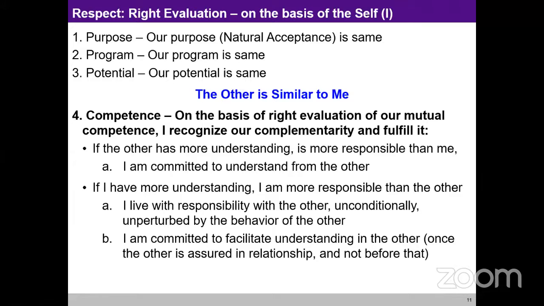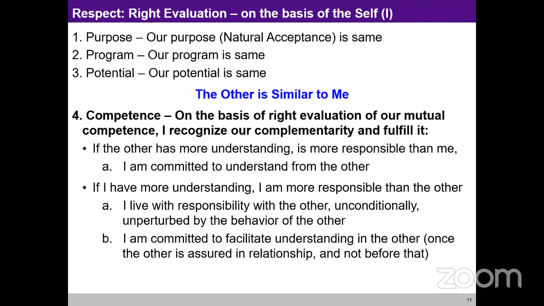It will not be that I will be responsible in my behavior only if they don't get angry or only if they do such and such thing. It will not be conditional. I will live with responsibility regardless of their behavior. Why? Because I'm the one with more understanding. So I am the one with more responsibility then. And then I will assure them of the relationship. How are we assuring them in the relationship? Because when I keep behaving responsibly with them, they will be able to see that. And they will now have trust in me, trust in my intention. So they will be assured. And then I can help to facilitate this understanding in the other. I can help the other understand.